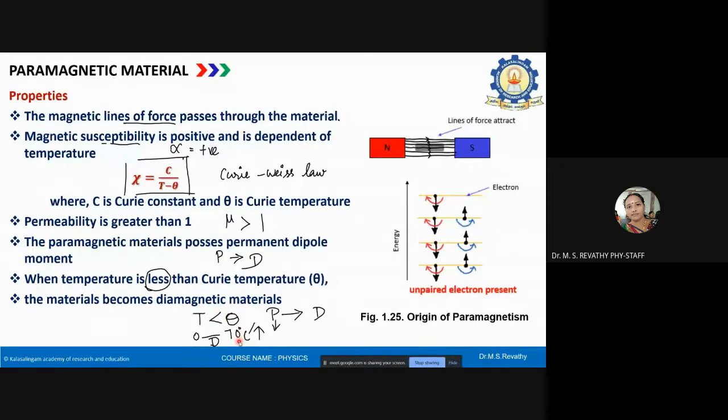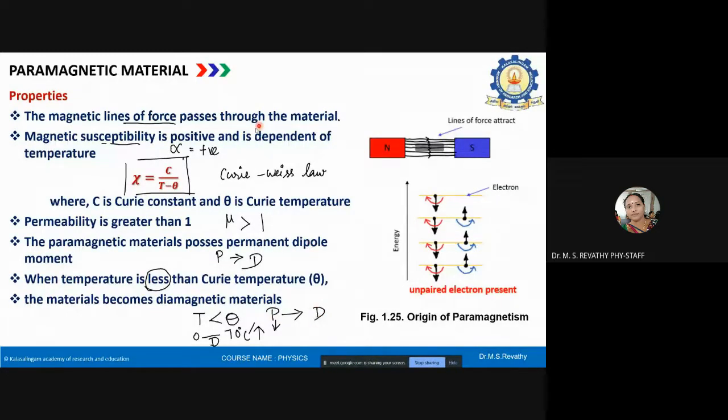When the temperature is increased, automatically para becomes ferro. Okay. So this is the case in the case of paramagnetic material. This may confuse you: when the temperature is less than the Curie temperature, para becomes dia. So para I have just given as a representation as P and dia as D.